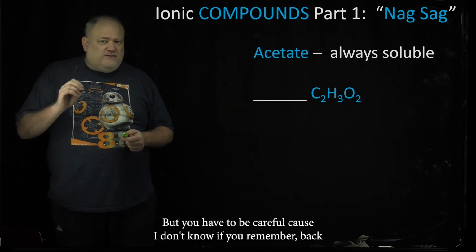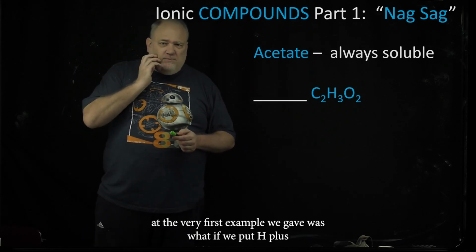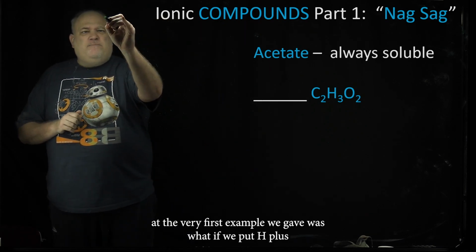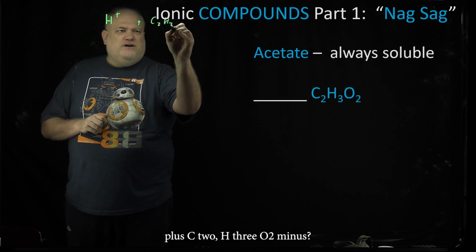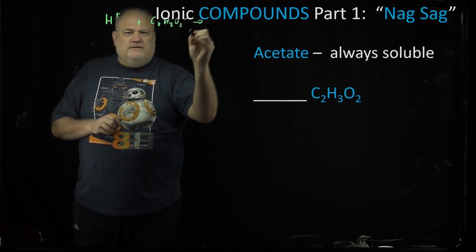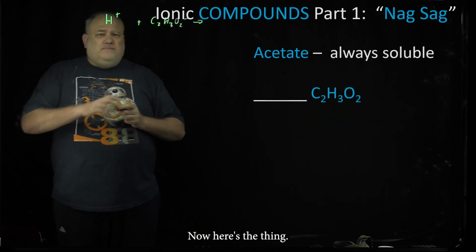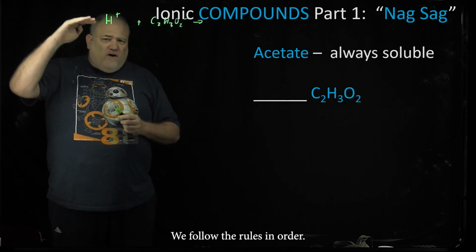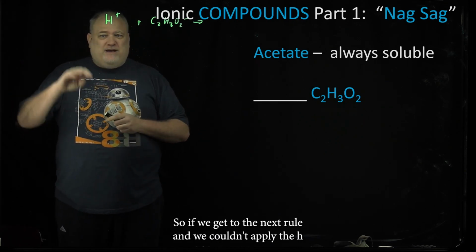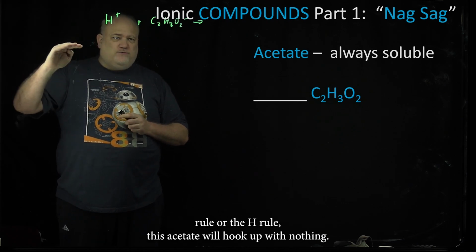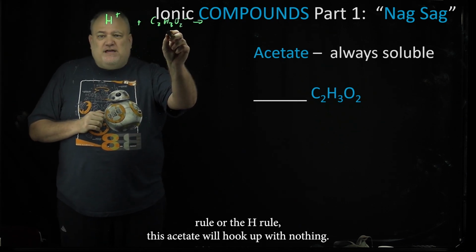But you have to be careful, because I don't know if you remember back at the very first example we gave was, what if we put H+ with C2H3O2-? Now, here's the thing. We follow the rules in order. So if we get to the nag-sag rule and we couldn't apply the H rule or the OH rule, this acetate will hook up with nothing.